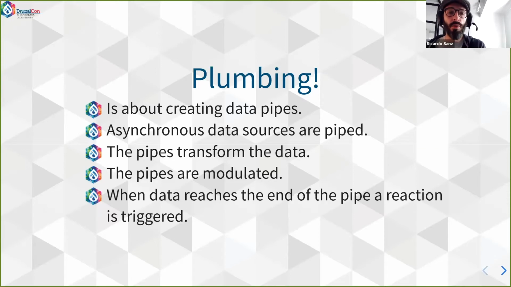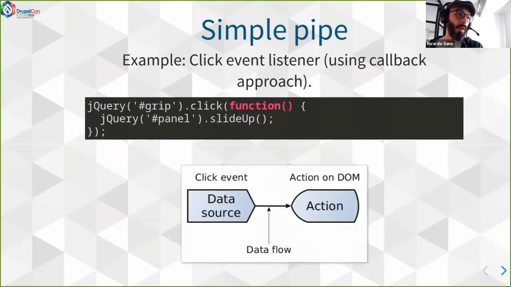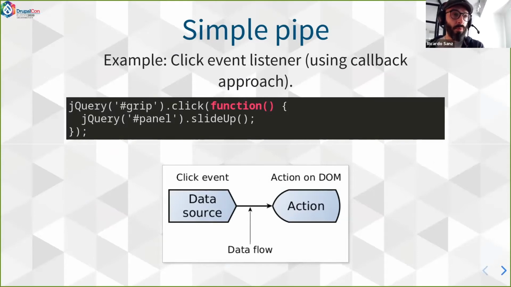So, okay, let's see what would be a simple pipe. In this example, I'm not using reactive programming, it's just a simple callback approach, but it's good as an example. The simple example is an event that is generated in the browser, which is captured, and the appropriate action is taken, in this case, showing an element of the DOM. So we have the data source, which is a click event, and then it flows to the reaction that we want to do when it changes. This is something very simple, not mysterious, that we do every day.